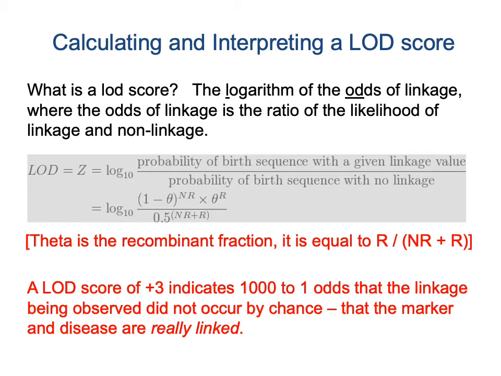So what that means is a LOD score of 3 plus 3 indicates 1,000 to 1 odds that the linkage being observed did not occur by chance. So what that means is that's a pretty good LOD score, pretty high odds that the marker and the disease are really truly linked. Okay, so basically what researchers do is they test many, many different markers with their disease, and they're trying to find a marker for which the LOD score is high, right? So that is the basic idea.